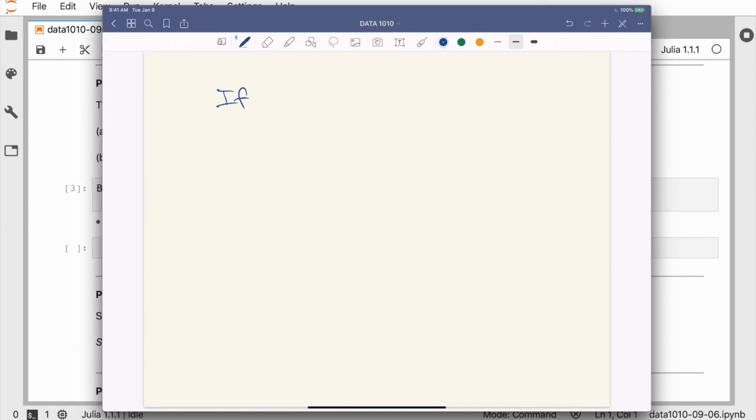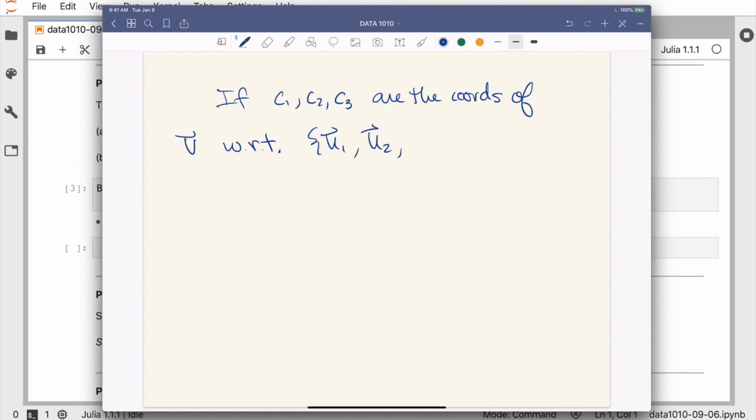So if C1, C2, and C3 are the coordinates of a particular vector, let's just call it V for now, with respect to a basis, let's call it U1, U2, U3, then there's a dot product trick for figuring out C1, C2, and C3 directly from V. And we're going to be assuming here that these are orthogonal. So any pair of them, if you dot, you get 0.